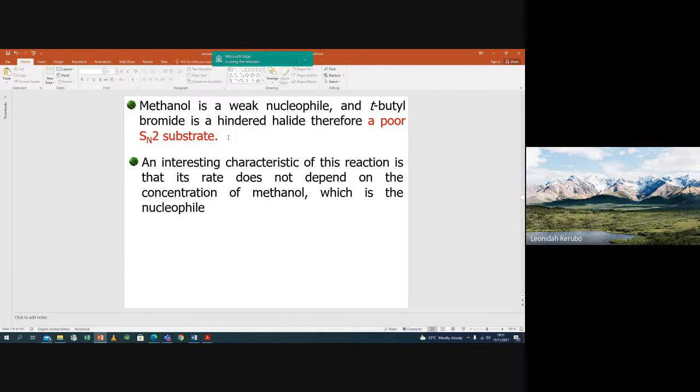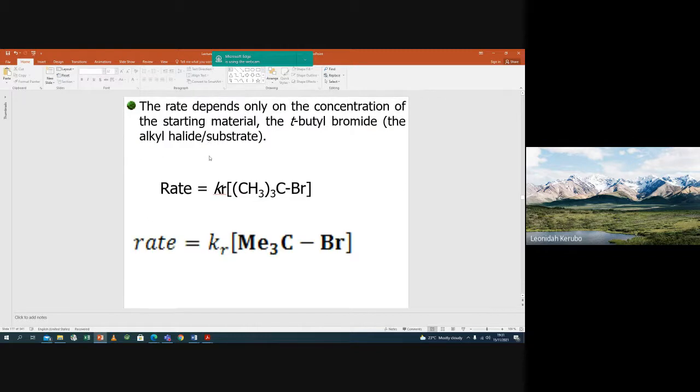And what it means is that, of course, this particular reaction cannot be proceeding via SN2 mechanism. An interesting characteristic of this reaction is that its rate does not depend on the concentration of methanol, which is a nucleophile, but the rate depends only on the concentration of the starting material, the tert butyl bromide, which is the alkyl halide in this case, and also the substrate. So, of course, the alkyl halide is a substrate where the reaction is going to take place. And in this particular type of reaction, the rate depends only on the concentration of the substrate and not on the concentration of the nucleophile.